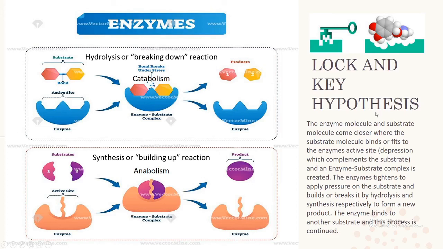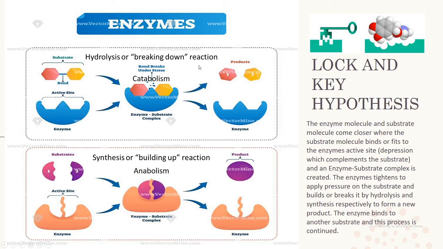But what is the lock and key hypothesis? It acts as a lock and a key, which means the key can only open one lock. It is the same. See, this molecule can only trigger this enzyme. The enzyme molecule and substrate molecule come closer where the substrate molecule binds or fits into the active site, which is the depression, which complements the substrate, which means it matches the substrate. You see, this fits perfectly into it, and an enzyme substrate complex is formed.